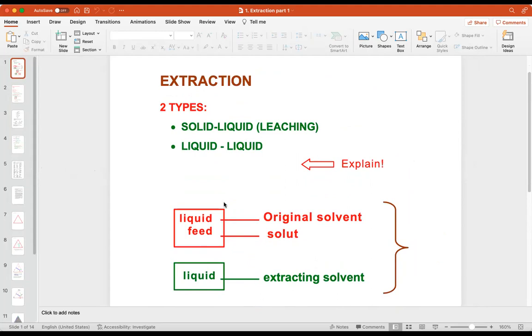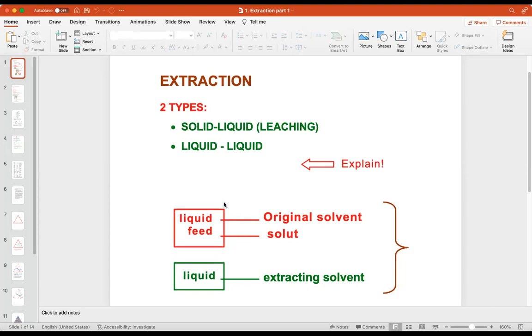Okay, so the extraction, the very typical or very simple example of extraction is solid liquid extraction, or leaching. You can find it every day, and you may do it every day, because this is making tea. When you want to make tea, from a tea bag, for example, you prepare hot water, and then you put the tea bag into the hot water, and then wait a little bit.